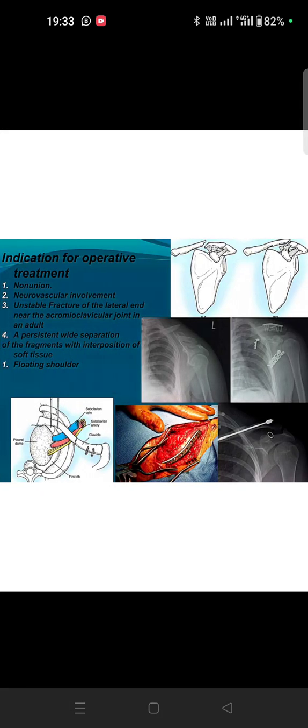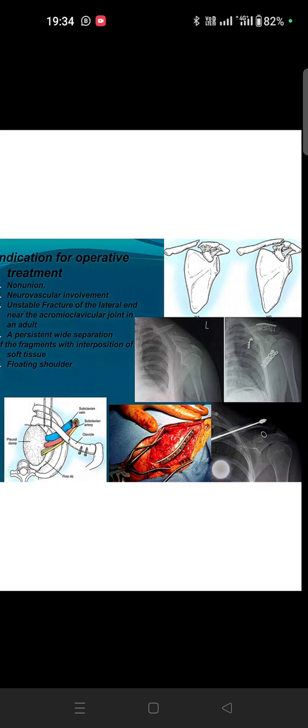So the indications for operative treatment are non-union, neurovascular involvement, unstable fracture of the lateral end near the acromioclavicular joint, and in adults the persistent wide separation of the fragments, interposition of soft tissue, and floating shoulder. So I'm telling the symptoms line by line. Non-union, neurovascular, unstable, then persistent separation of the fragments. This is what the image is showing.